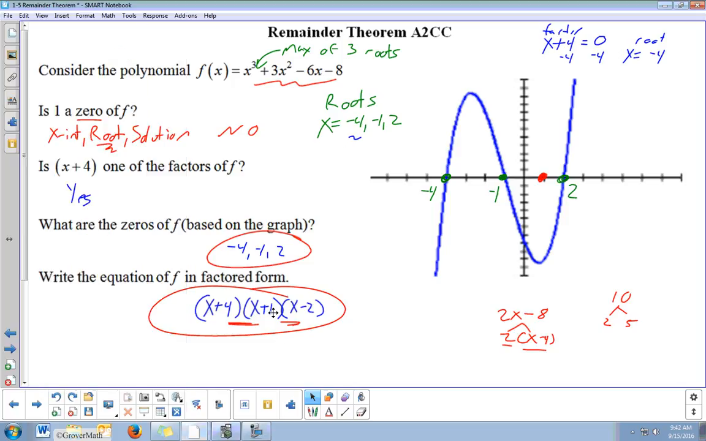And it's important to know the factored form because it's related to the roots, the zeros, the x-intercepts of that graph. And so this is just kind of graph structure in general. But where does it come into the remainder theorem?